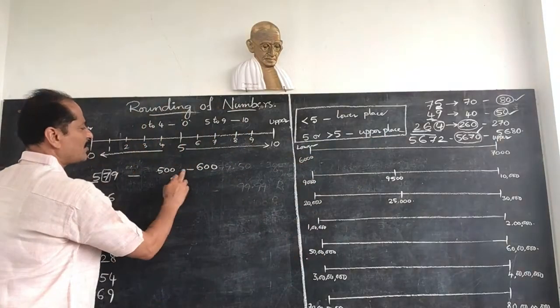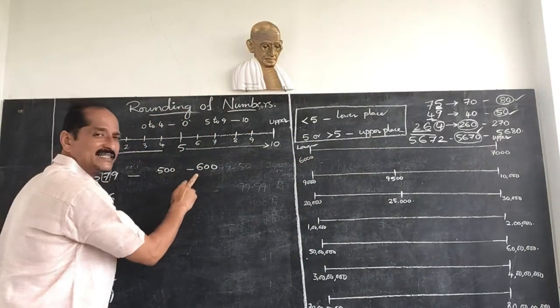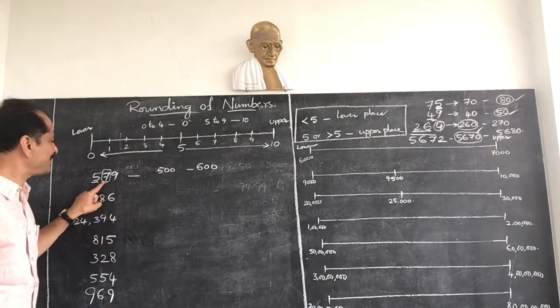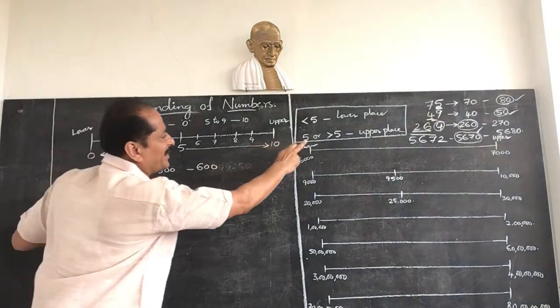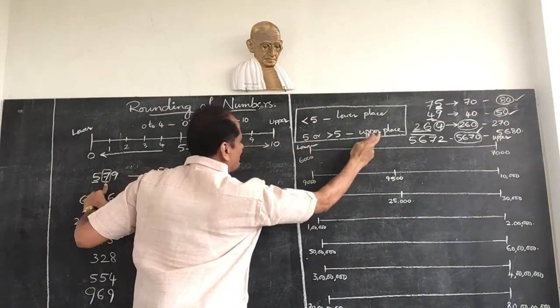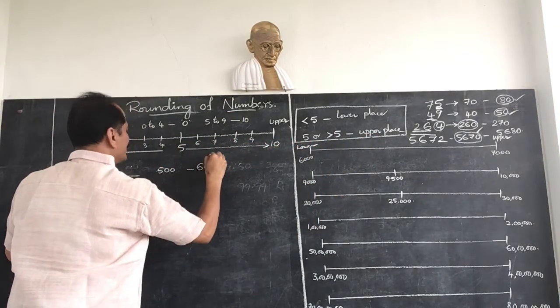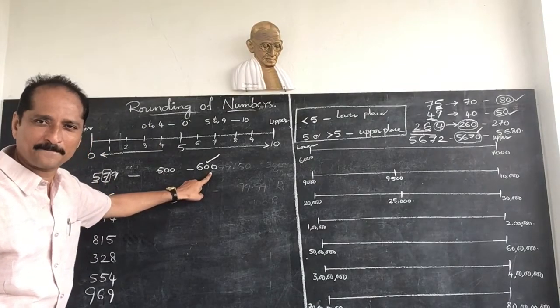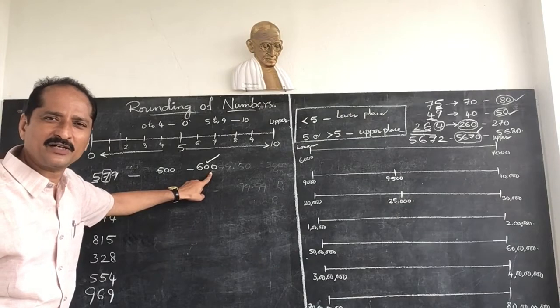Now in these two, which is the lower place? 500 is the lower place, 600 is the upper place. We should see the next lower place, that is 7. 7 is more than 5, right? Therefore, upper place, that is 600. So 579 should be rounded to 600.